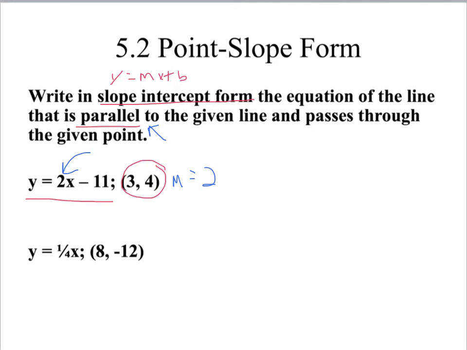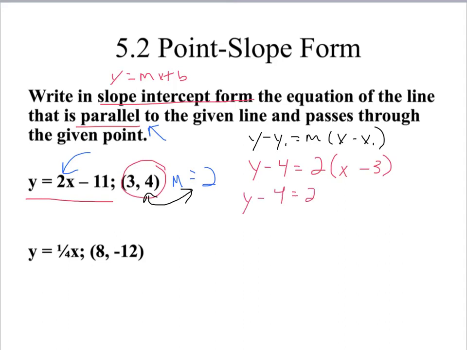So now I just do what I did in the last two examples, where I am given a slope, I am given a point, plug it into which formula? Point slope form, and solve. So I'm y minus y1 is equal to m times x minus x1. Okay, again, plugging the numbers in, y minus 4 is equal to 2 times x minus 3. Solving for y now. Okay. And add 4 to both sides.